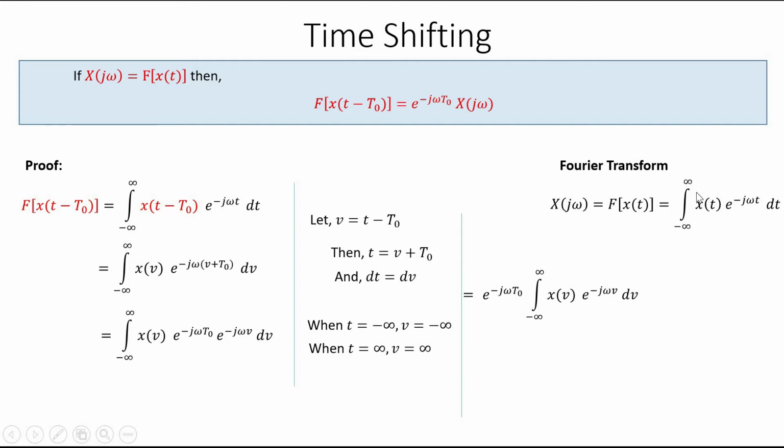So if you are looking here, this is actually the Fourier transform. So this is similar, x of v e raised to minus j omega v dv. So this is actually x of j omega. So it becomes e raised to minus j omega t0 x of j omega. So hence the time shifting property is proved.